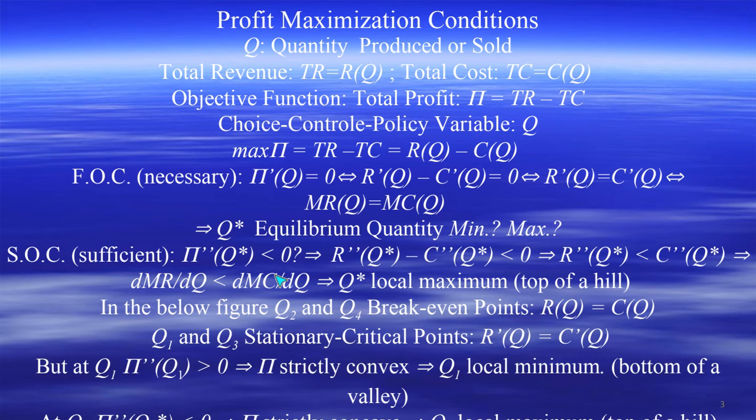Marginal cost should be positive, but its slope can be negative. If the slope of the marginal cost is negative, the slope of the marginal revenue should be even more negative. Or the slope of the marginal cost may be positive and the slope of the marginal revenue may be negative. In any case, the slope of the marginal revenue should be less than the slope of the marginal cost, in order that Q star be a local maximum, the top of a hill.